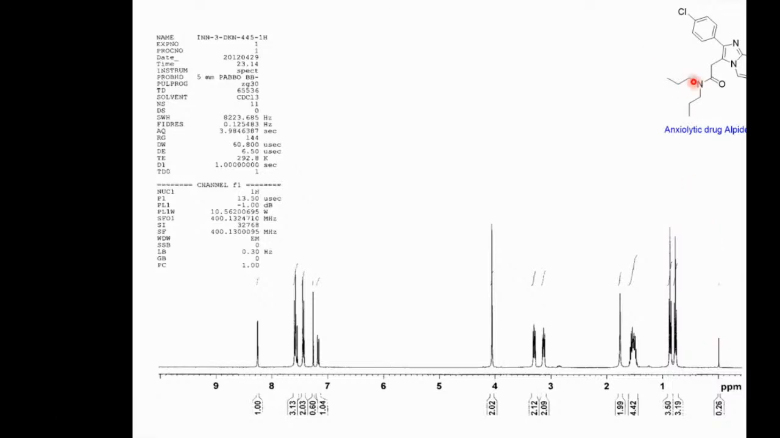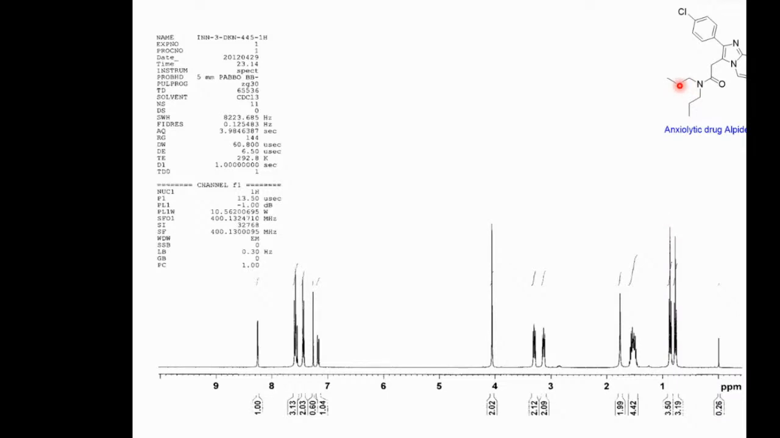Interestingly, the two propyl groups attached to nitrogen appear differently in proton NMR. You may remember that in the case of N,N-dimethyl acetamide, the two methyls attached to nitrogen are chemically different because of the partial double bond character of the N-C bond. The same thing is observed here as well. The two methyl groups, the triplets, are appearing differently, because the methyl couples with the methylene to form a triplet.